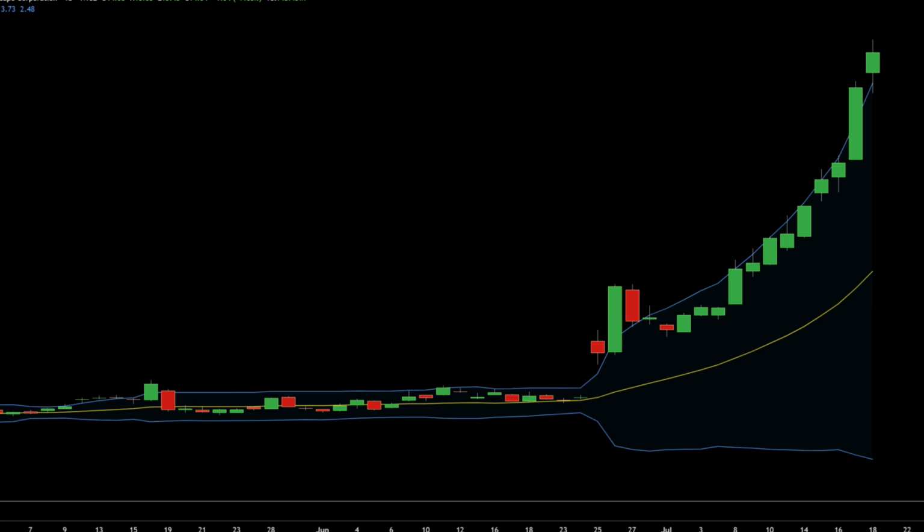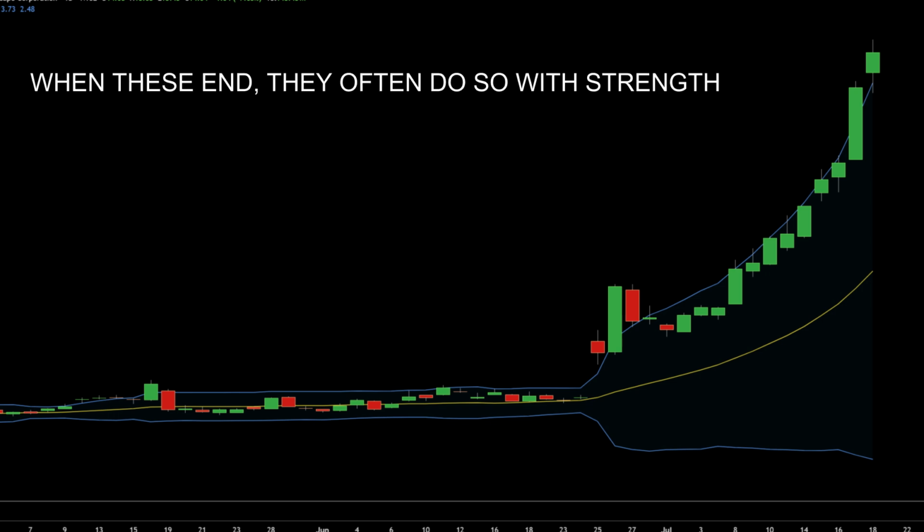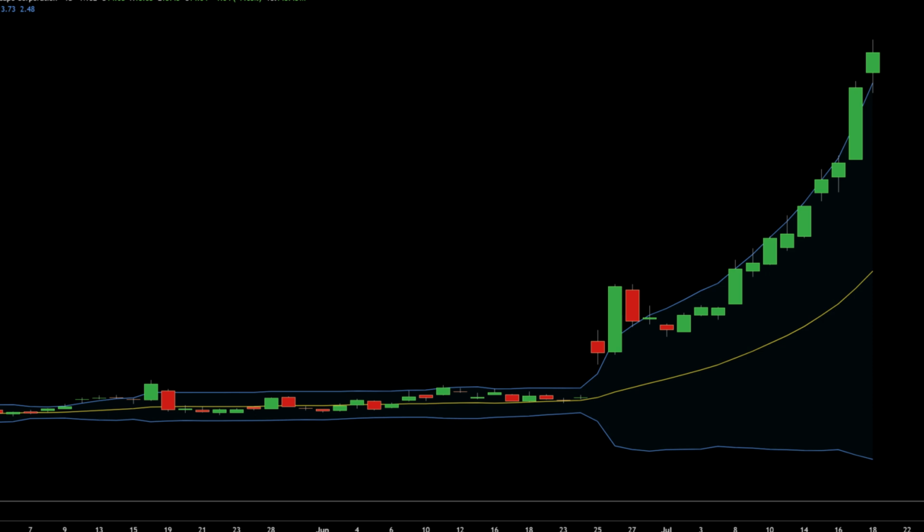So the rule is pretty simple. Don't start new short positions when a stock is walking the upper band, and you don't go long when it's walking the lower band. So how can we use that? One way is to manage your winning trades. If you're long and that price starts walking the upper band, don't be in a rush to sell. The market's telling you there's more gas in the tank, but adjust your stop, because when that band walk ends, it often does so with some force. So try to keep it tight.